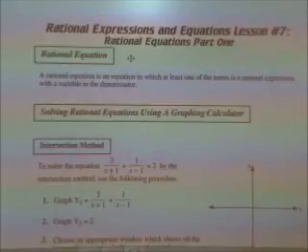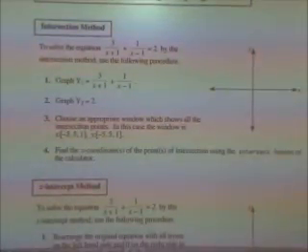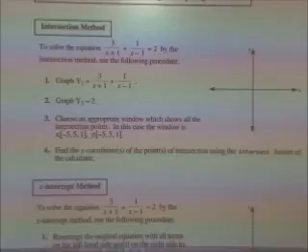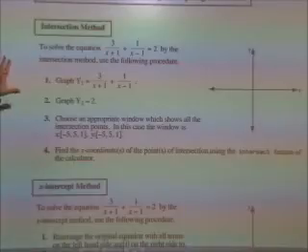So when we go to solve rational equations, we can solve rational equations graphically or algebraically. We'll look at the graphical method first. So graphically, you can solve in two methods. There's the intersection method, and then there's the y-intercept method, or the zero method. So if I was to do the intersection method, that's the first one.